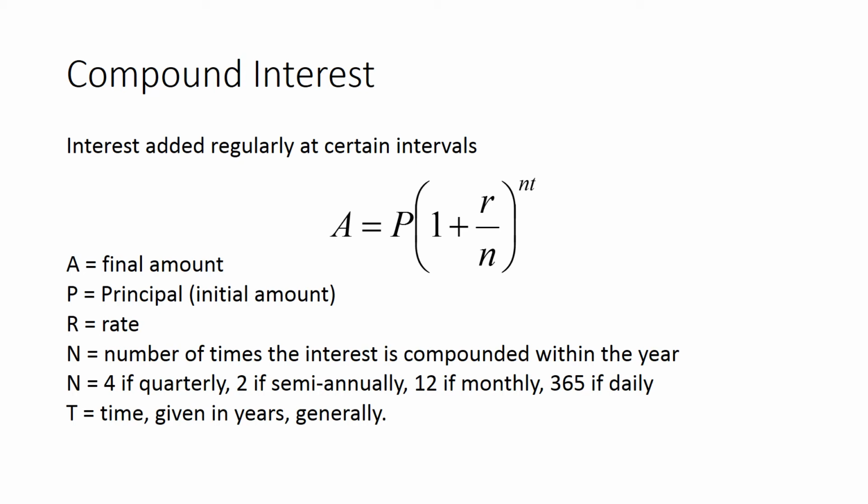So in this case we're calling it the principal. The rate is going to be the same as in the last problem. Now, N is the number of times it's compounded within the year. So if it's compounded quarterly, then there would be 4 times in the year. Semi-annually would be 2. Monthly would be 12, and daily would be 365. And in this case, T is always going to be in years.